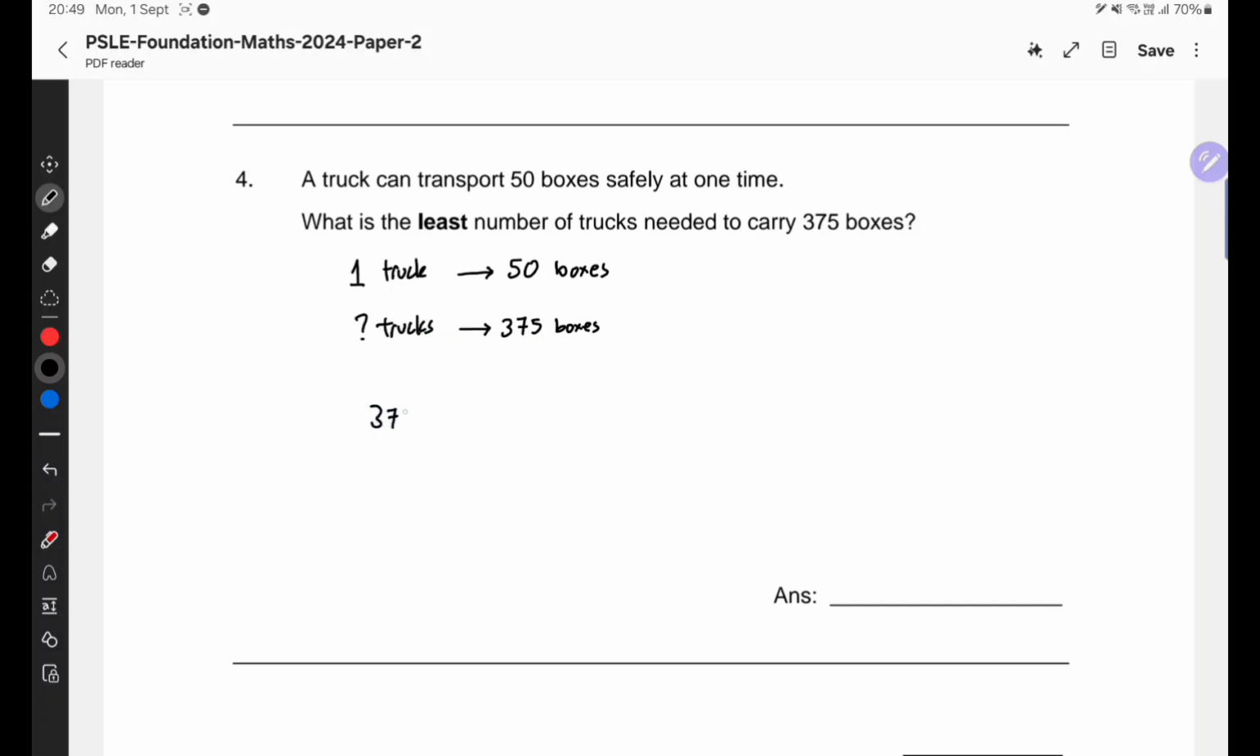So 375 divided by 50, and this will give us 7.5 trucks. Okay, which if you round it up, you get 8 trucks. Because if we only have 7 trucks, the number of boxes we can deliver is only 7 times 50, which is 350 boxes, which cannot carry 375. So we need to round it up to 8 trucks. That's why your answer is 8.